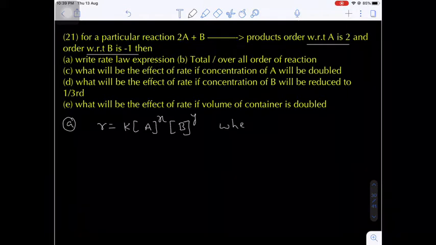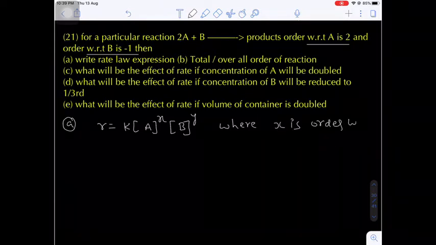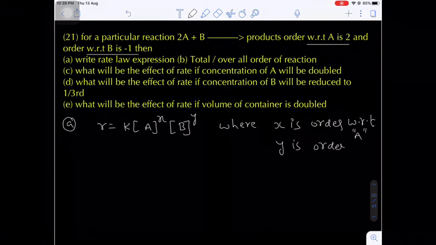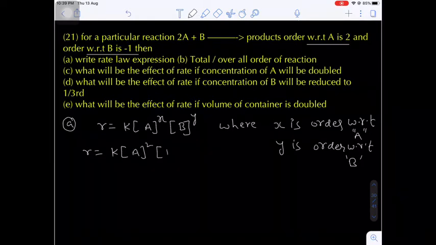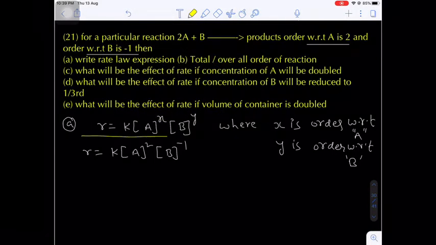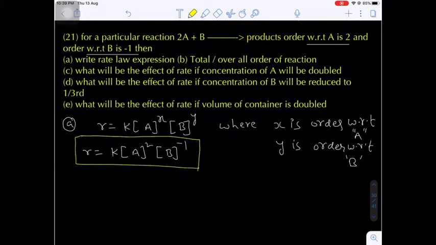Okay. Now, x is the order with respect to capital A, and y is the order with respect to B. In the question, the order with respect to A is given as 2 and B is given as minus 1. So directly I am writing the rate expression: K into A to the power 2 and B to the power minus 1. So this is the first question's answer.